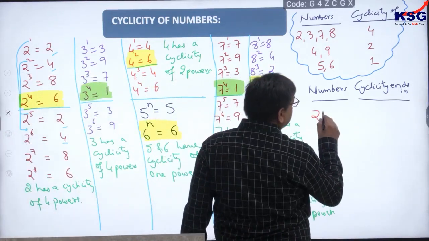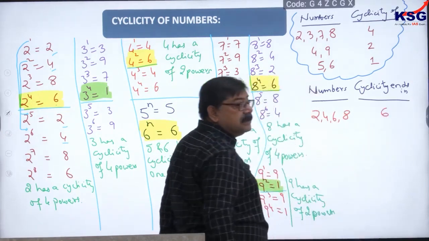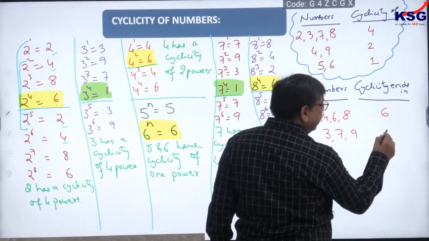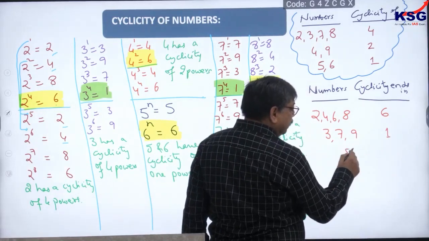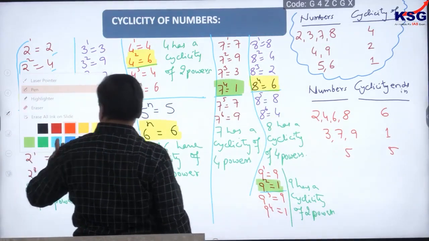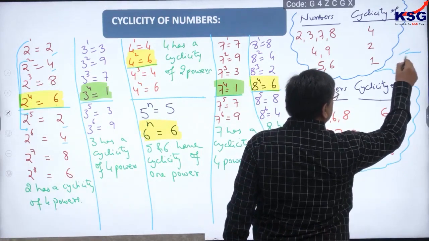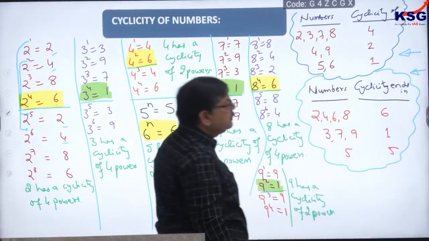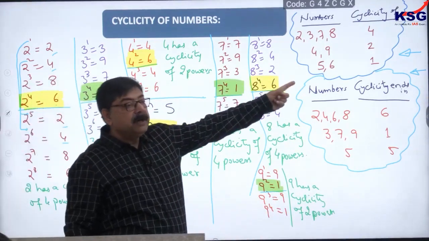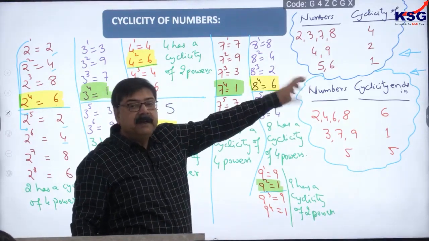So for even numbers 2, 4, 6, 8, cyclicity always ends in 6. For odd numbers 3, 7 and 9, cyclicity will end in 1. And for 5, the cyclicity will end in 5. So this is another thing that you must remember. These are the two things based on which we have to solve the questions. You don't have to remember all these things, obviously, but these two things you have to remember. Please note these two things down very fast in your notebook.